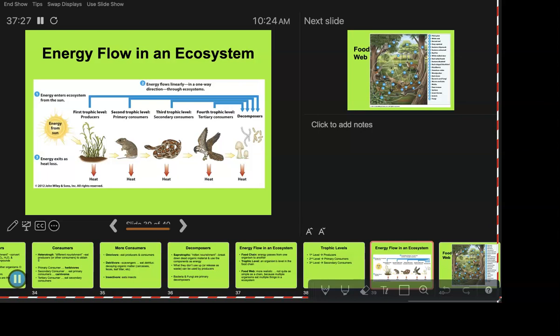And each time we're moving up a trophic level, you see those words again? Producer, primary consumer, secondary consumer, tertiary consumer, and decomposers. If that was a bird that we like to eat, you could put in a quaternary consumer here and have somebody hunt it and then eat said bird, and then throw the bones on the ground for the mushrooms to kick in.